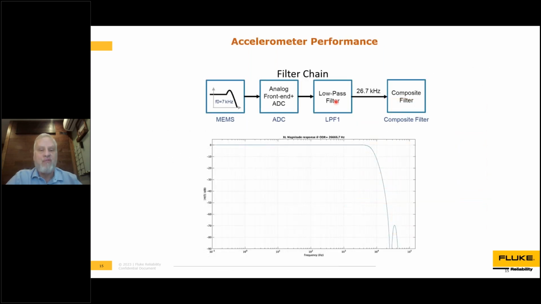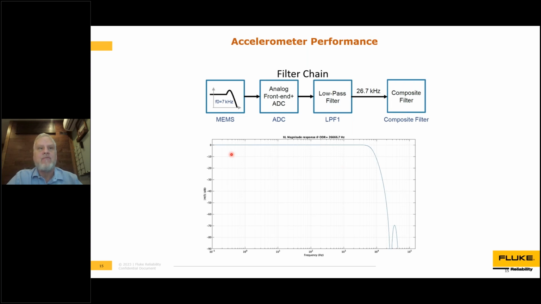Talking about the performance of this accelerometer now, again, this is the filter chain all built into the sensor itself, not any sort of external signal processing required. We get the MEMS sensor itself, we get the analog front end and analog to digital conversion. We get some low pass filtering. And again, this particular device is sampling at 26.7 kilohertz. It is a high resolution sensor. And then we get a composite output filter that allows us to decimate as needed for any additional output frequencies that we're after.